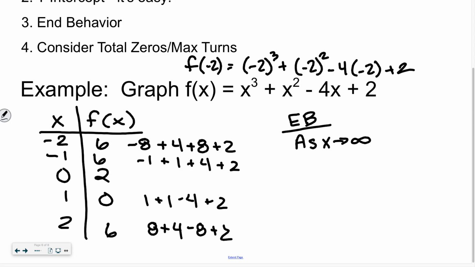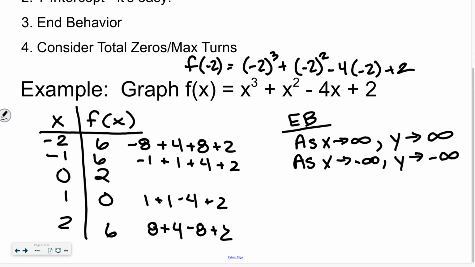Okay, let's talk about end behavior. As x approaches infinity, what are we going to look at? Leading coefficient. Is it positive or negative? Positive. Positive, so the right side is rising towards positive infinity. As x approaches negative infinity, what are we going to look at? The degree. Our degree is 3, which is odd, so our end behavior is opposite. Y approaches negative infinity. So now I know what the far ends of my graph look like.